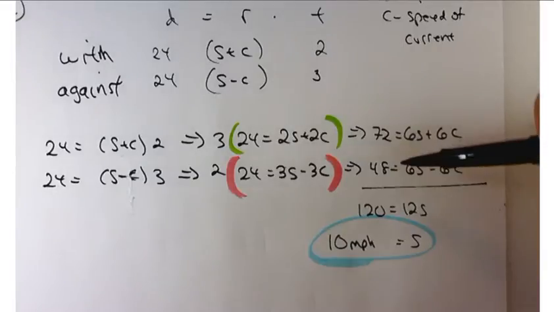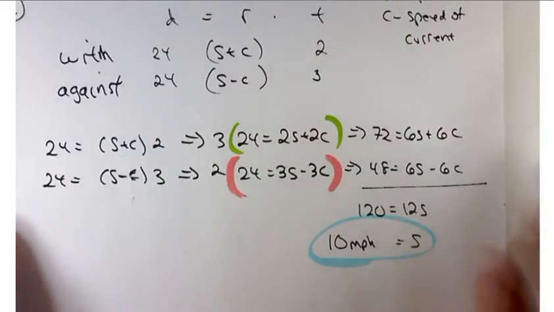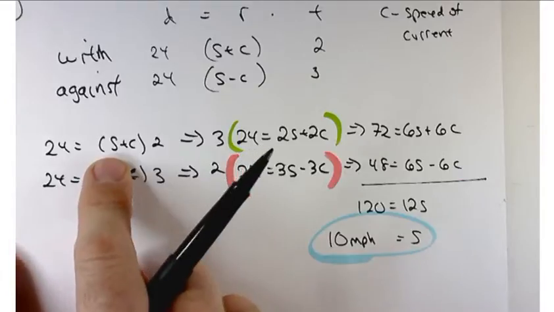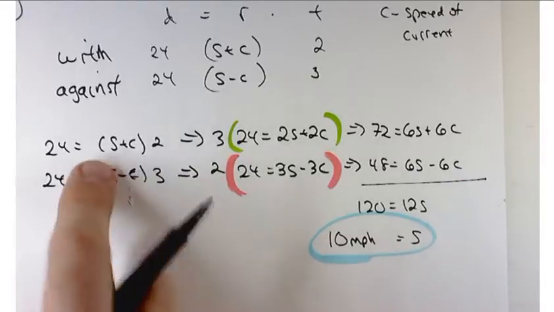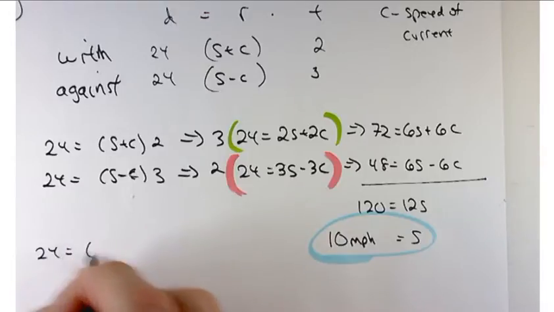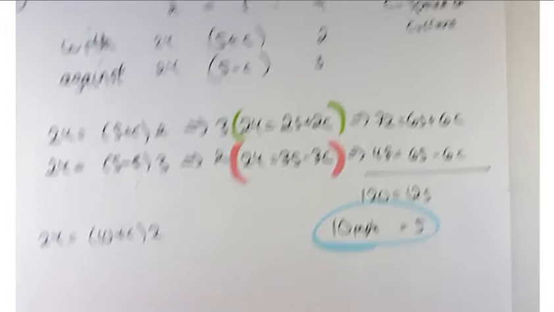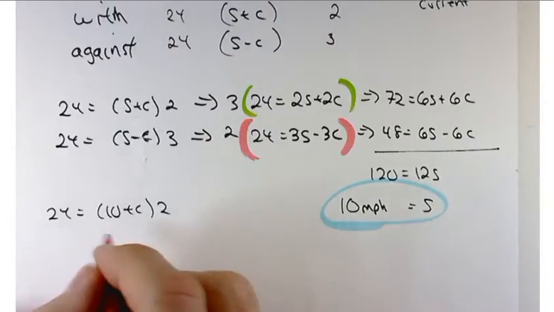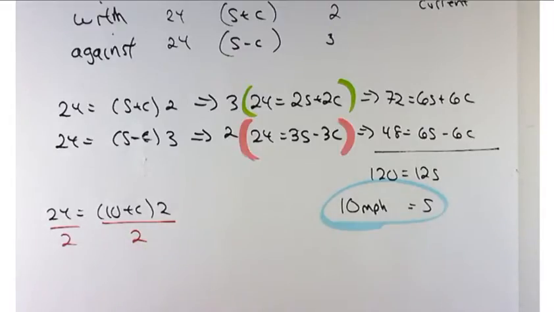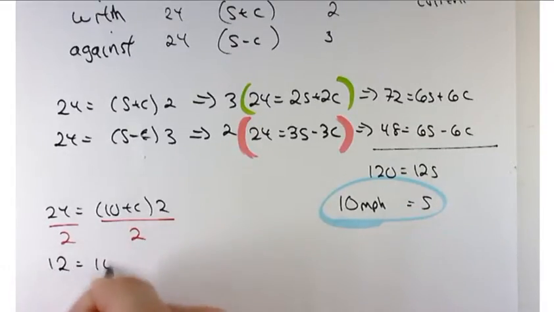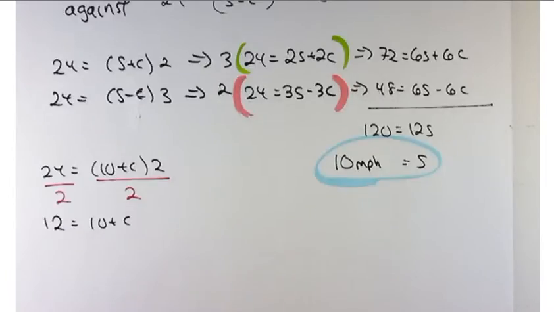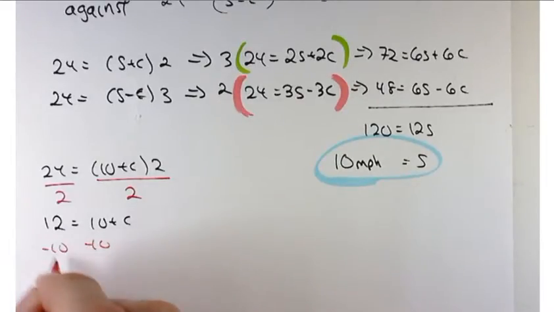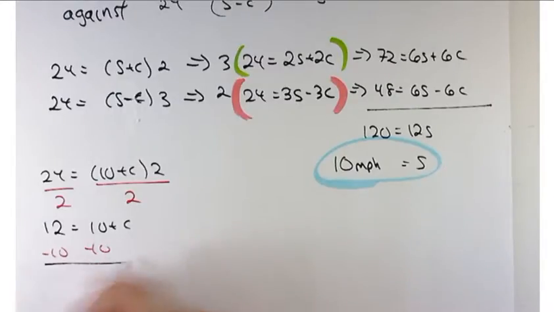Okay, so let's look at the rest of it. Plug in S equals 10 up here. 24 equals (10 plus C) times 2. You can distribute the 2, or I think I'm going to choose just to divide it out by 2. I'll get 12 equals 10 plus C, and then subtract 10. How fast was the current? Good. 2 miles per hour for the speed of the current.